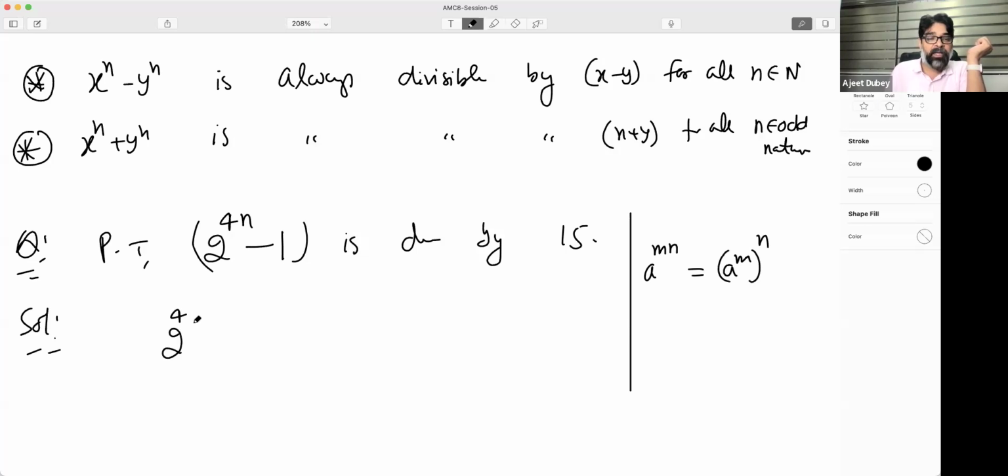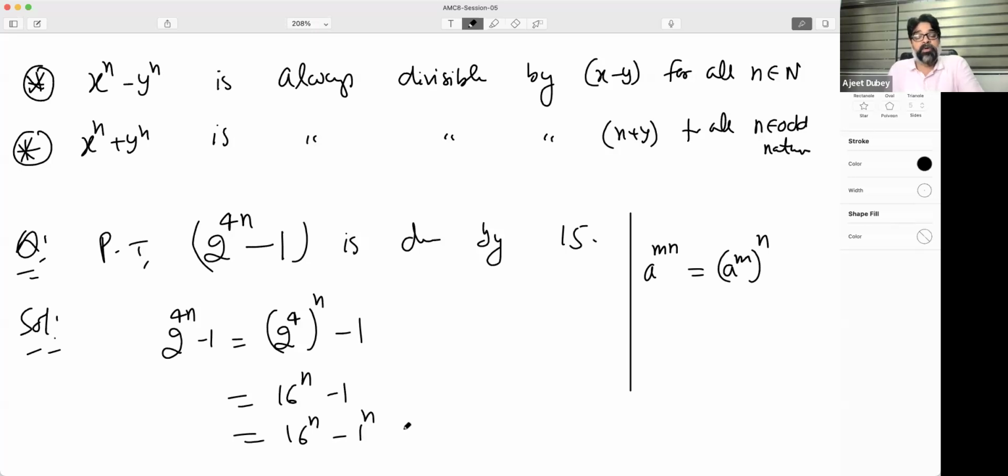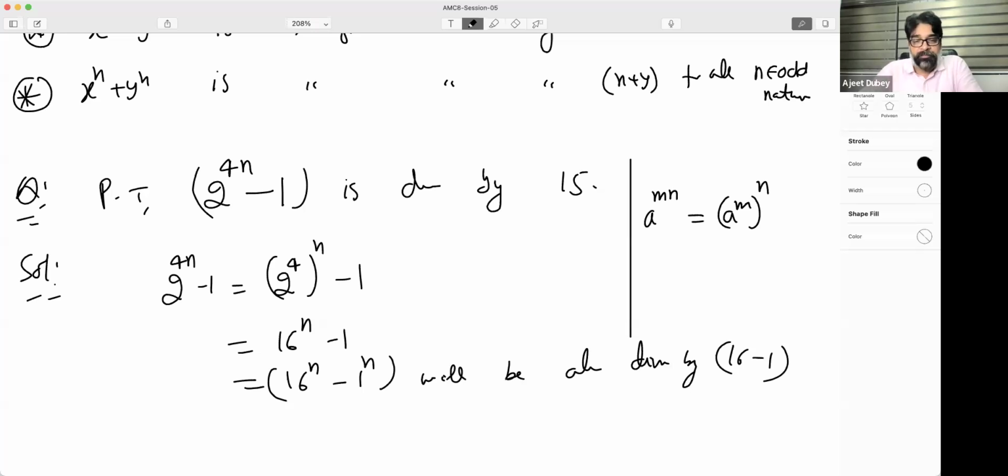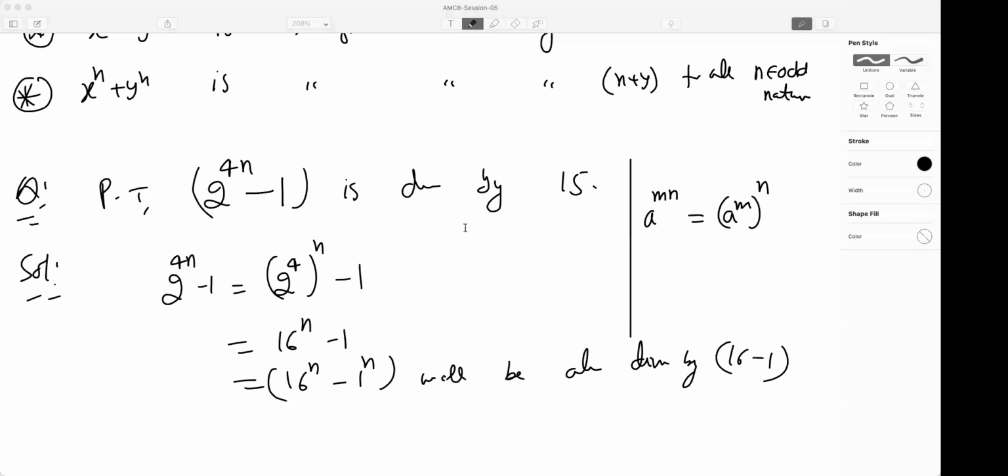So 2 power 4n minus 1, we can write 2 power 4 power n minus 1, which is nothing but 16 power n minus 1, which again we can write as 16 power n minus 1 power n, because 1 power n is also 1. This will always be divisible by 16 minus 1, which is 15. I hope everybody understood. Yes, sir. Next one.